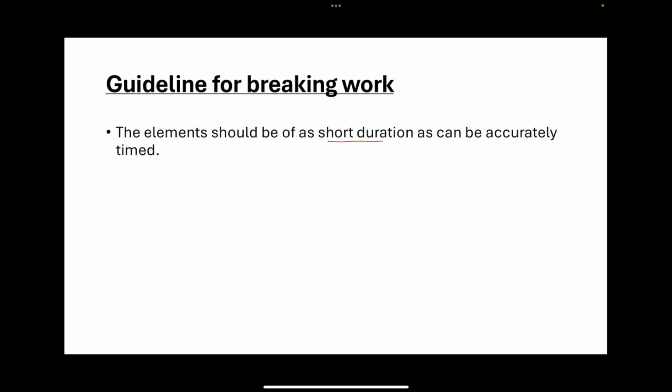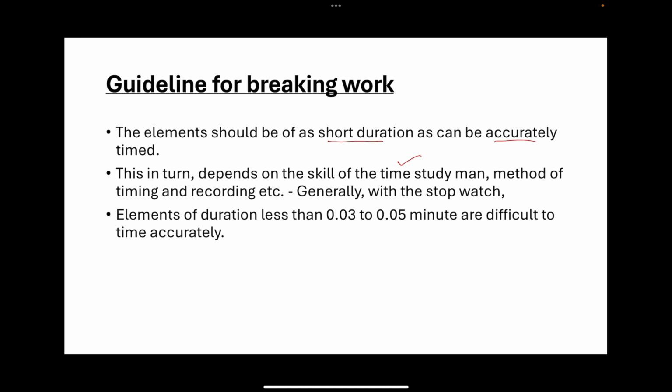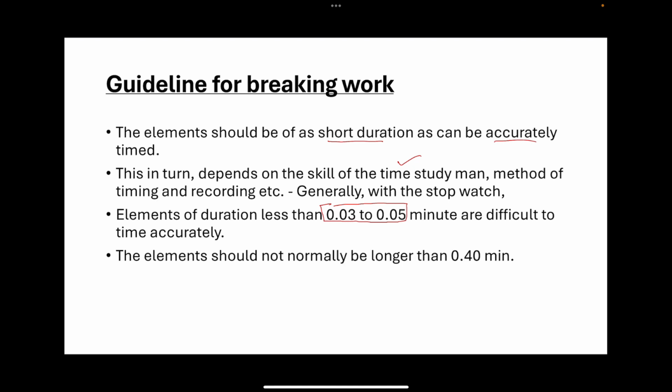The elements should be of short duration, as short as can be accurately timed. It depends upon the skill of the time study man, how you are going to time the element, dividing the job into various elements. The duration of the element is usually kept at 0.03 to 0.05 minute. Any element which is taking more than this time is not taken as an element, it is further divided. And the elements should not normally be longer than 0.4 minute. So that means the range is from at least above 0.05 and should not be more than 0.4.